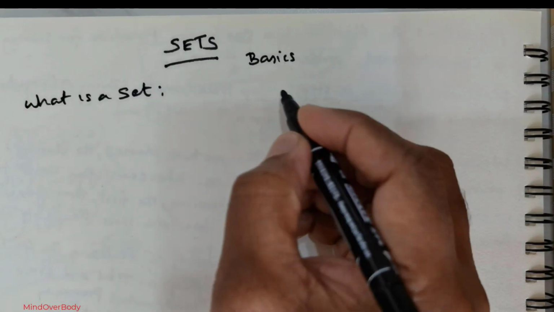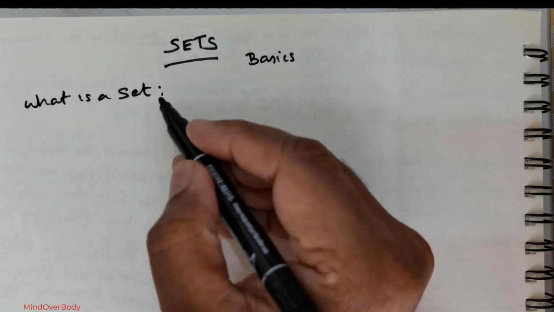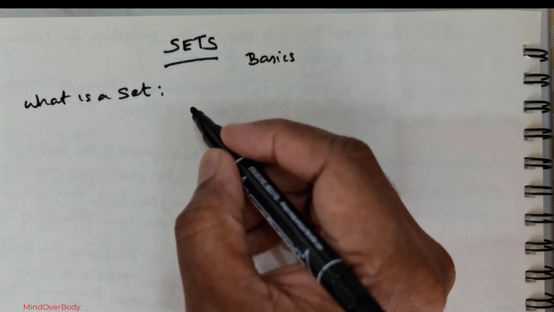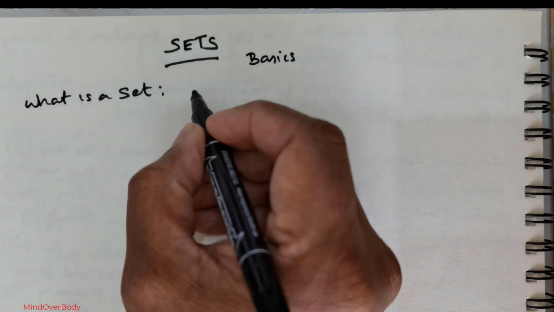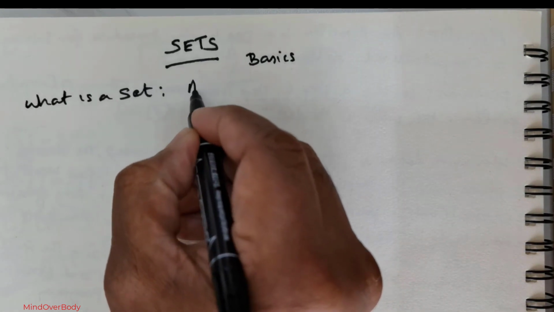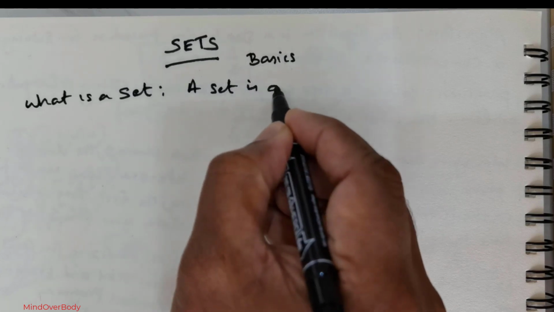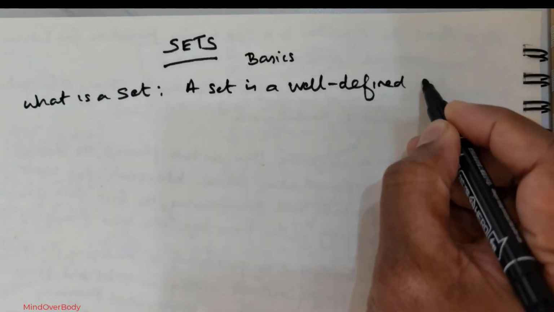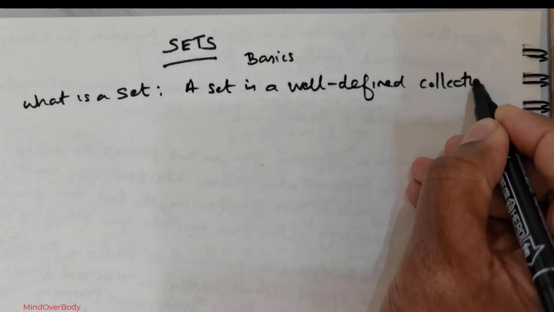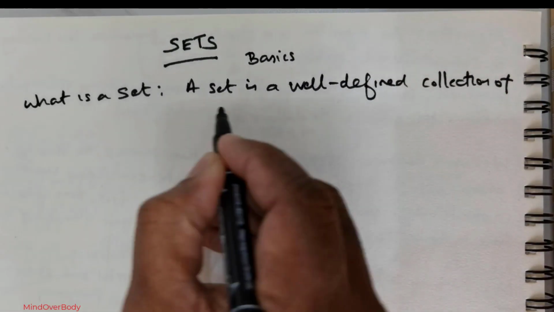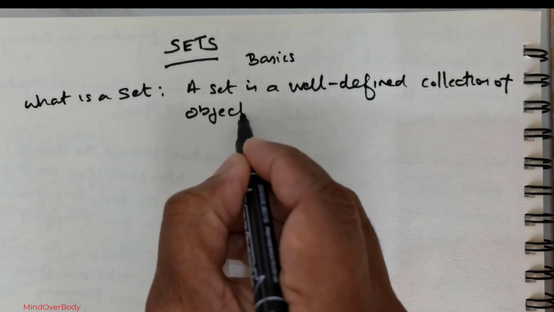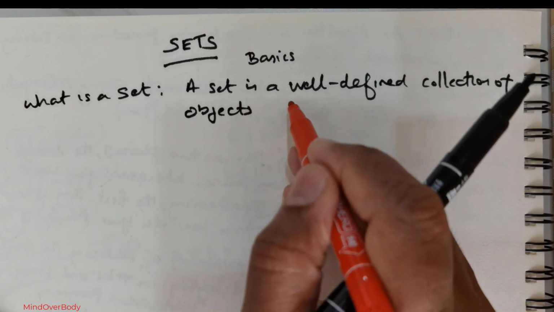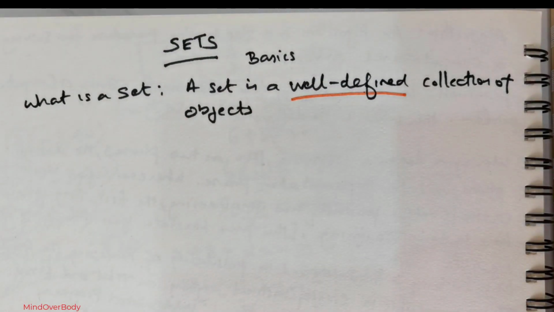Now this is important. When we talk about a set, you can relate a set to a group, right? But the mathematical definition for a set is as follows. A set is a well-defined collection of objects. This is the most important definition you will have to know. Well defined, that is the key word. If this is not present, then you can't call it a set.